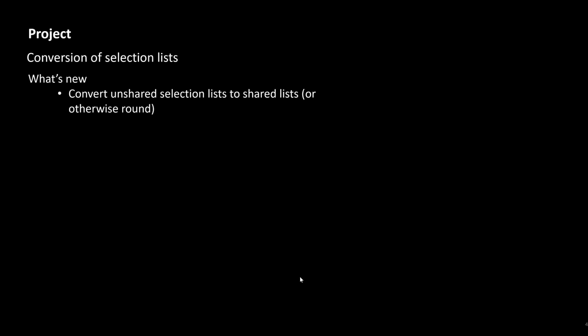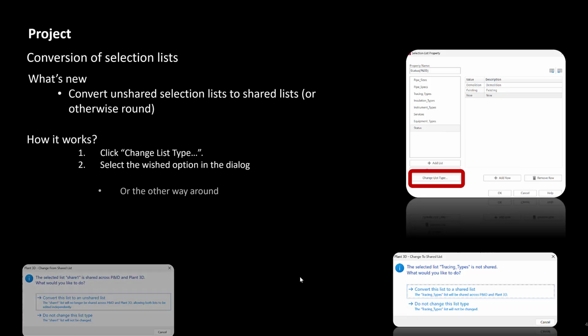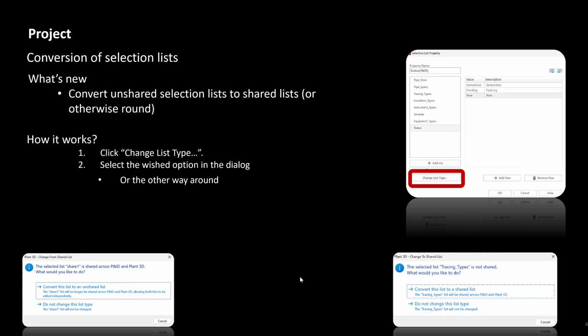In 2026, we implemented the possibility to create shared selection lists which can be used for both P&ID and for 3D models. What's new in 2027 is that you can now convert unshared selection lists into shared ones and also go the other way around. So you're no longer locked into an original decision that was made when the project was created. The workflow is very straightforward. You simply click Change List Type, choose the option you want in the dialog, and Plan4D takes care of the rest.